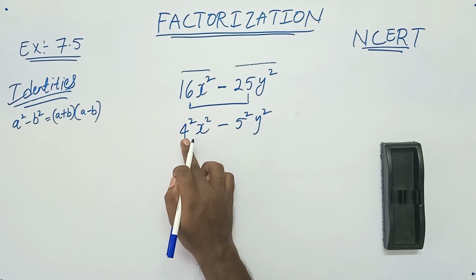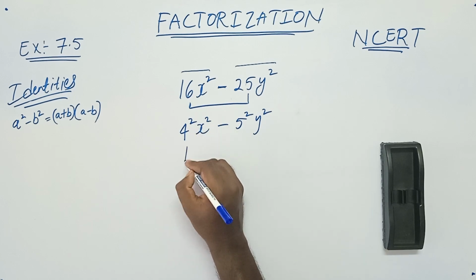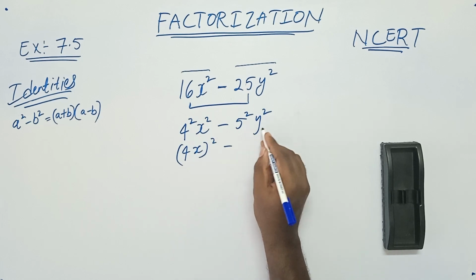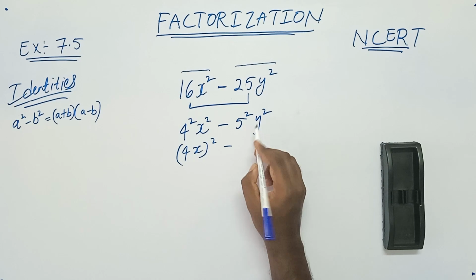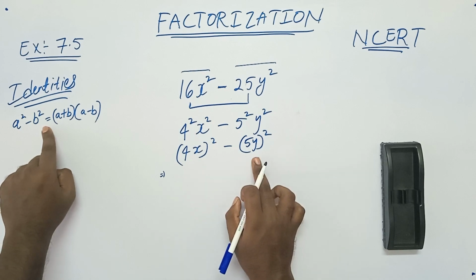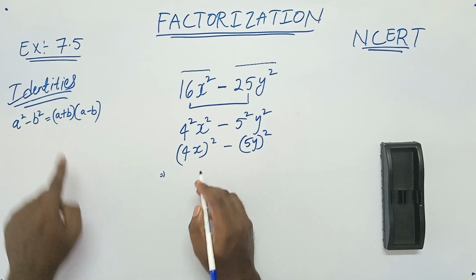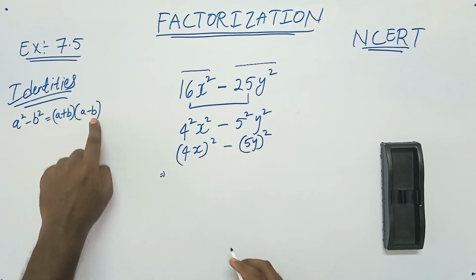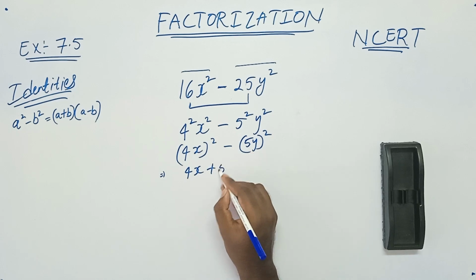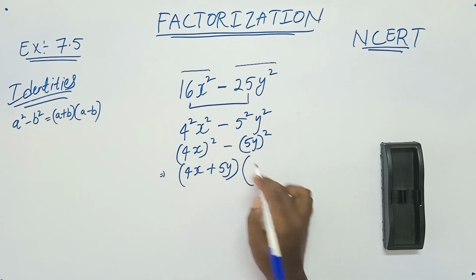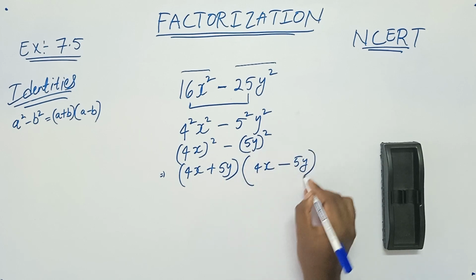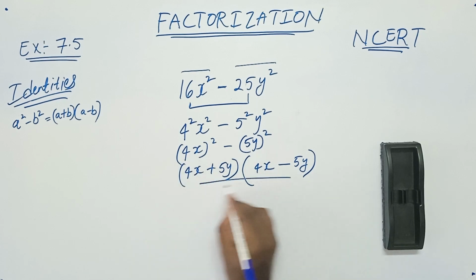Like, 4 power 2 x power 2 can also be written as (4x) whole power 2, minus sign we have. So 5 square times y square can also be written as (5y) whole square. Now this expression just resembles a square minus b square. Now what we are going to do is write (a plus b) into (a minus b). What is our a value? 4x, plus b value 5y, times 4x minus 5y. So now we got the product of two factors of the given expression.